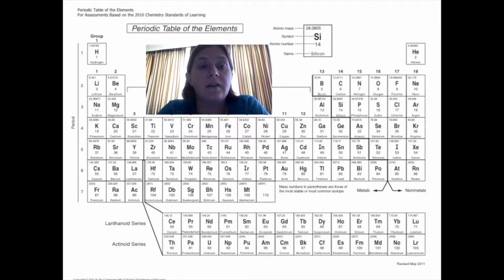At first, the periodic table might seem intimidating. It's a lot of information. Believe it or not, it's actually just a roadmap. Once you understand the basics of the periodic table, it is very easy to understand.